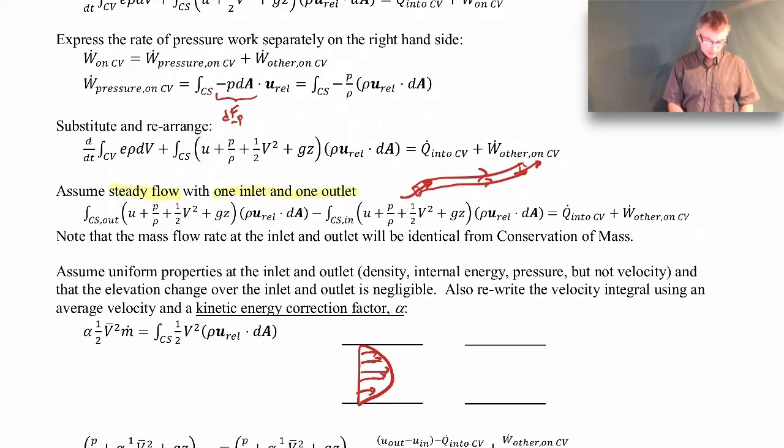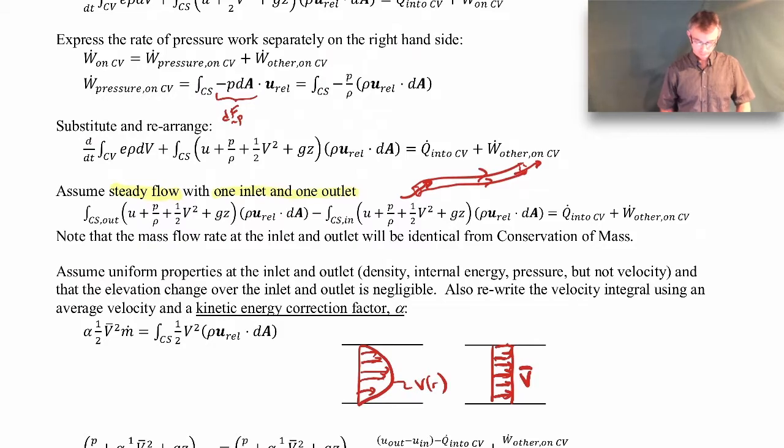So when I have my integral over the control surface of the kinetic energy, I have to actually integrate that over the whole profile in order to get an accurate measure of the kinetic energy at the inlets and outlets. It's tedious. We don't typically want to do that. So it's just much easier to use an average profile, like what I'm drawing here. It's a lot easier to use the average velocity in the pipe rather than the real velocity, which is a function of radius in the pipe.